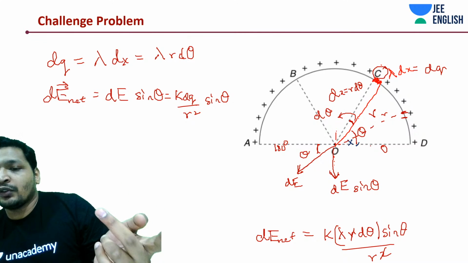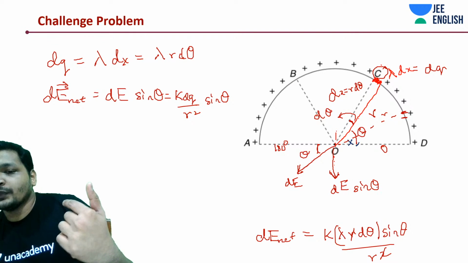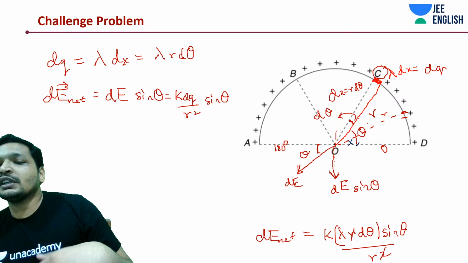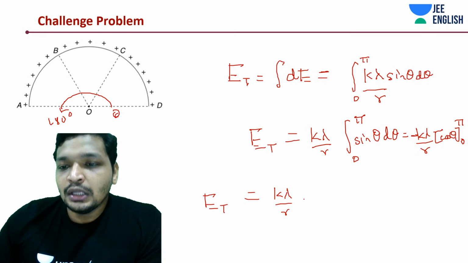When you include both components for the symmetrical element as well, it's going to be 2 dE sine theta. It's not going to be dE sine theta. But in that case, you'll integrate from 0 to 90 degrees, not 0 to 180 degrees. Okay, so that is it.